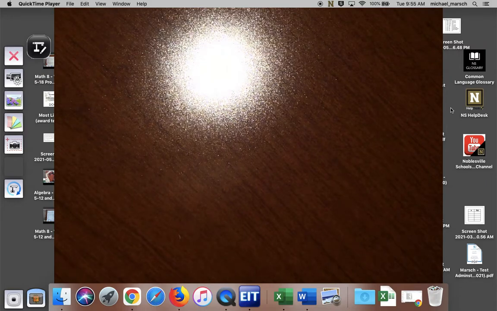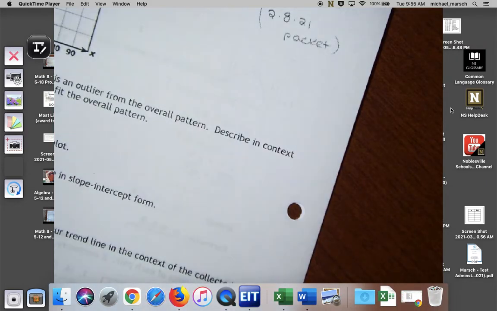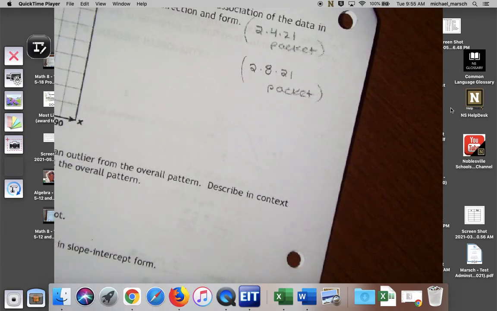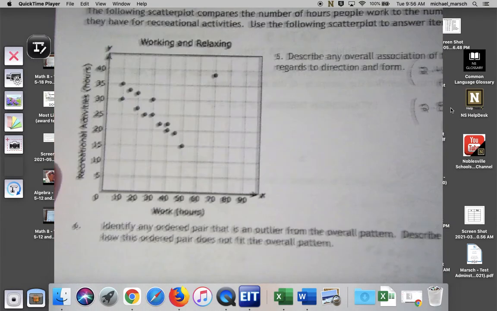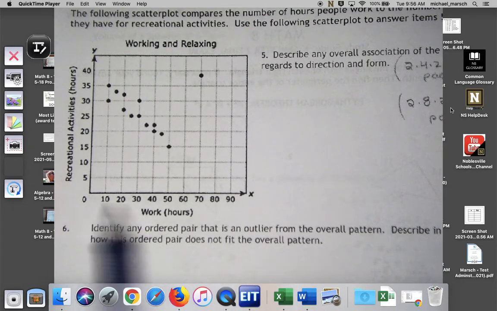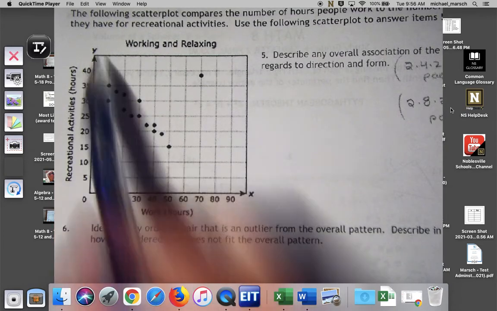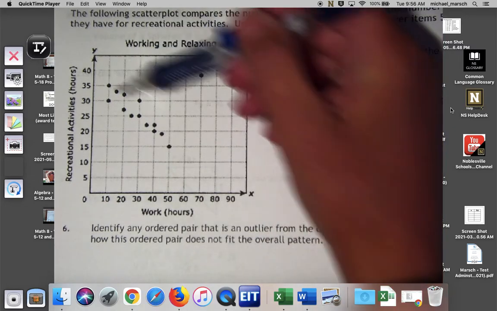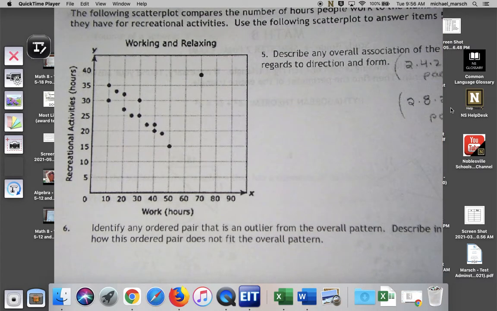Scatter plots. Everybody loves a good scatter plot. I'm going to get out my ruler for this one. Hold on a second. All right. Question 5. Well, first of all, let's look at the scatter plot. We have the number of hours worked and the recreational activity hours. So you can see there's a relationship between working and relaxing. The more you work, the less time you have to relax, and that's just life, people. I don't know what to tell you.